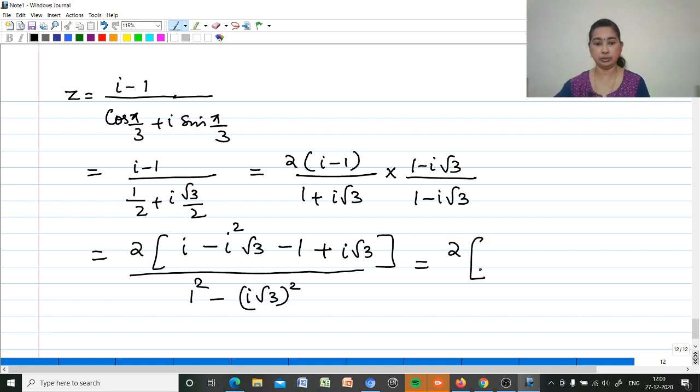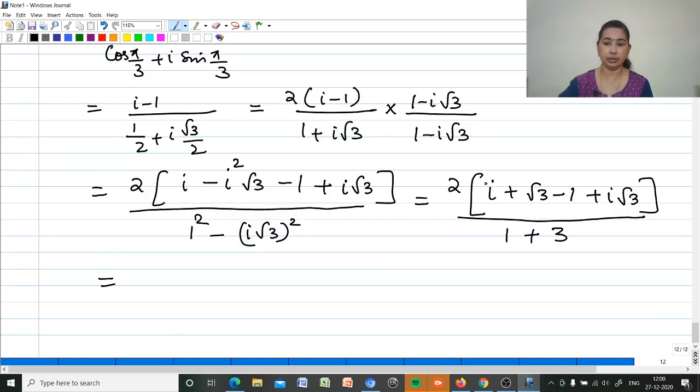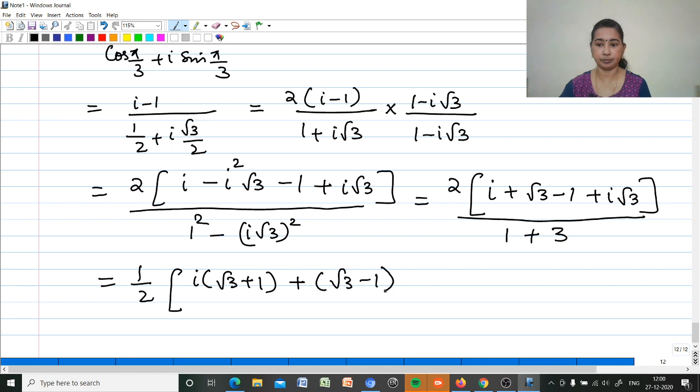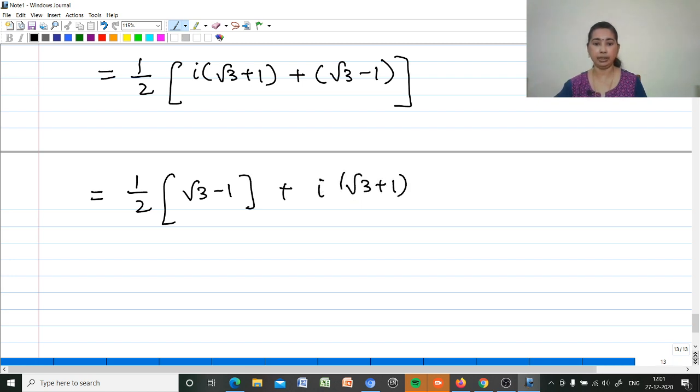which is equal to 2 into i minus, i square is minus 1, so i plus root 3 minus 1 plus i into root 3, divided by 1 plus root 3 square is 3. So this is equal to 2 by 4, that means 1 by 2 into i plus i root 3, which is i into root 3 plus 1, and plus root 3 minus 1. So the real and imaginary terms split: 1 by 2 into real term root 3 minus 1, and imaginary is plus i into root 3 plus 1 by 2.